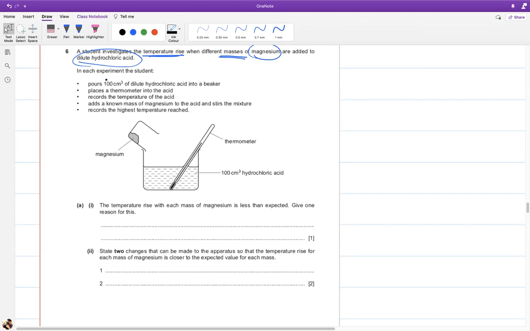दो वेरिएबल्स होते हैं हमेशा, इंडिपेंडेंट एंड डिपेंडेंट वेरिएबल. इंडिपेंडेंट वेरिएबल यहां पर होगा मास, डिपेंडेंट वेरिएबल होगा टेम्परेचर राइज. सो इस स्टूडेंट को चाहिए कि वो एसिड की कोई चीज चेंज नहीं करे, कांस्टेंट रखे उसको, तो कॉन्सेंट्रेशन कांस्टेंट रखे, वॉल्यूम कांस्टेंट रखे उसकी. मैग्नीशियम चेंज करता जाएगा वो.